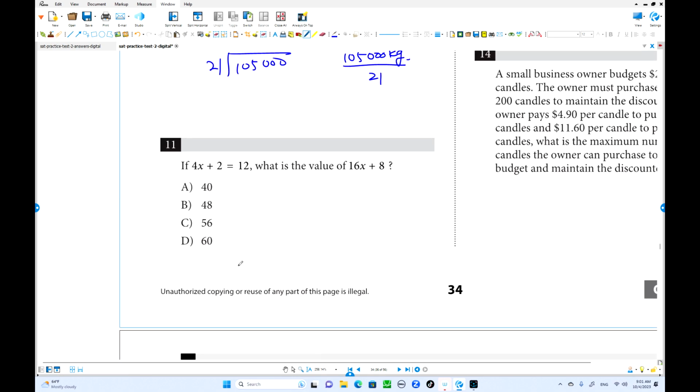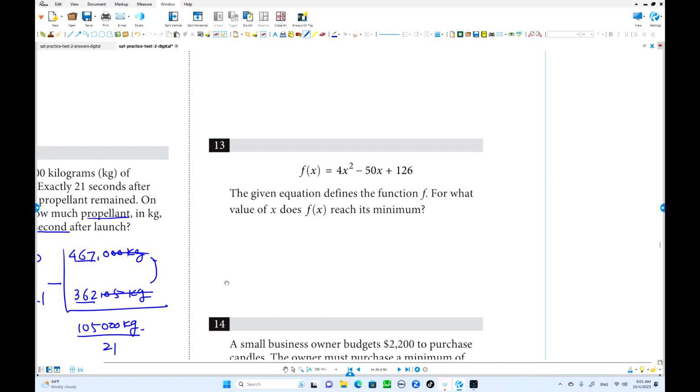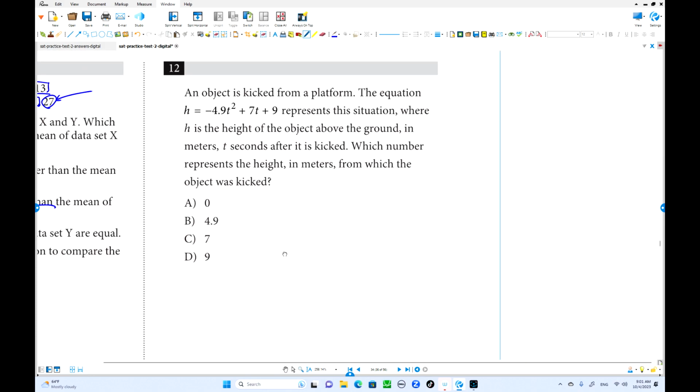Number 11, what is the 16x plus 8? When you multiply by 4, you get what, 16x plus 8. So times 4 again, that is 48, that is the answer, okay? That's number 11.